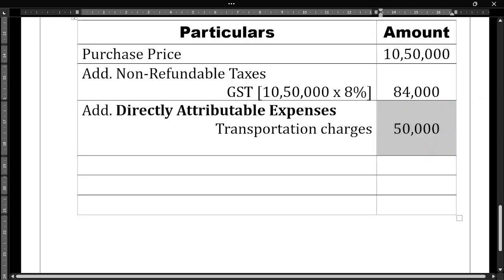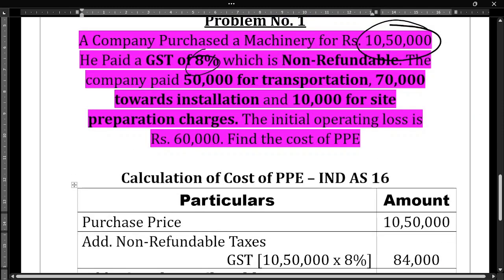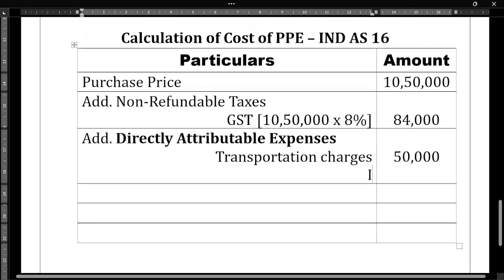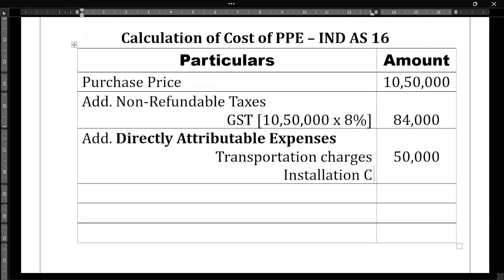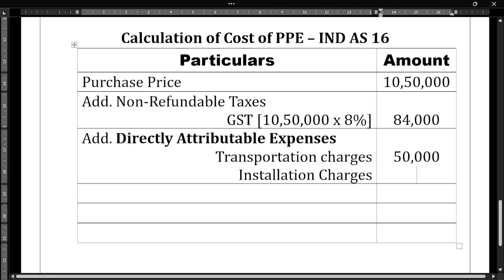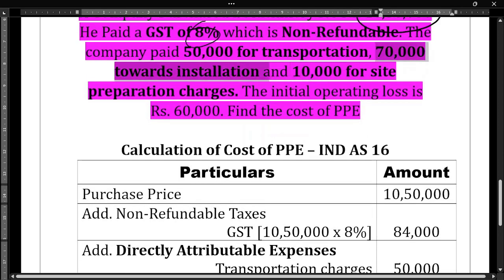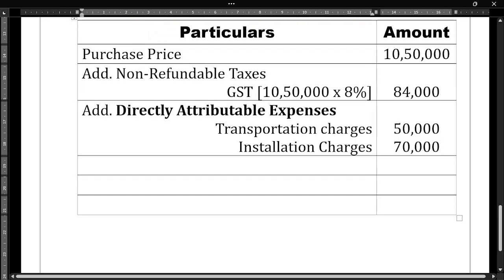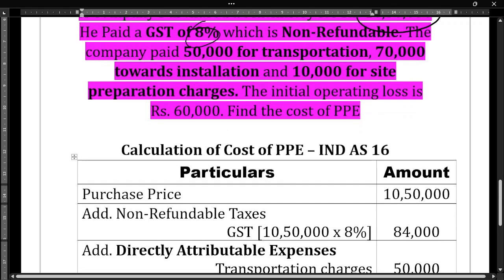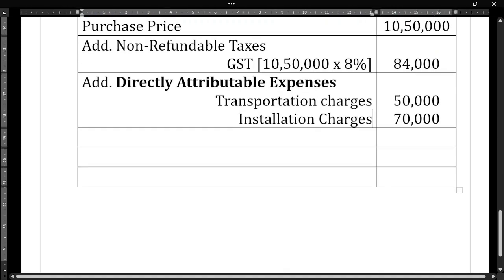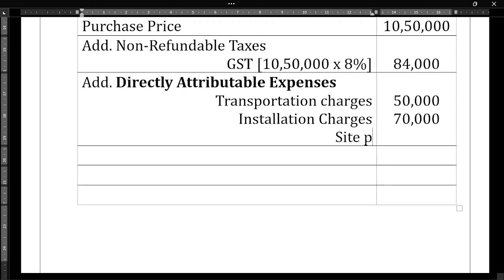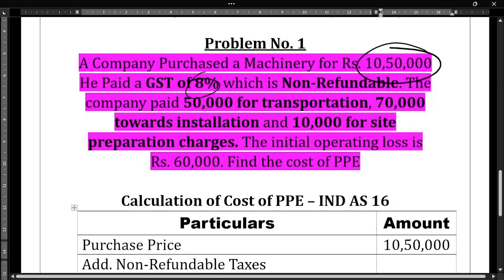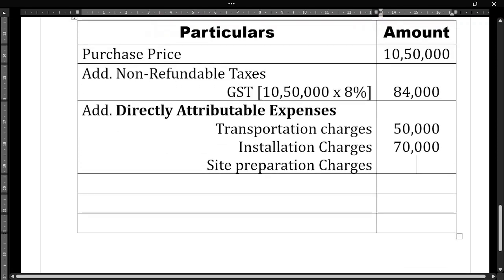Next, what have they given? They have given towards installation. So installation charges. If we install the machine only then the machine will run. So installation charges are directly attributable expenses, and it is 70,000. Next, we have site preparation charges. When we bring the machine and install it, the site, that is the place, must be made ready for it. So site preparation charges are also directly attributable expenses. Site preparation charges are 10,000.